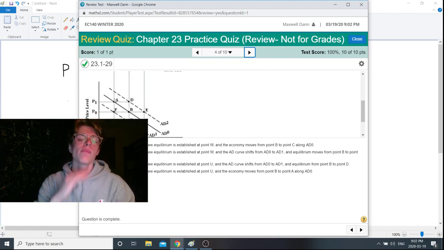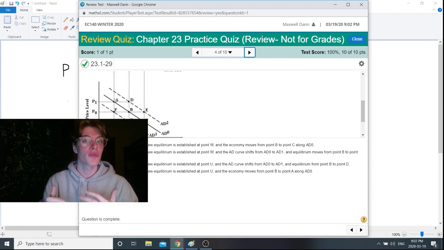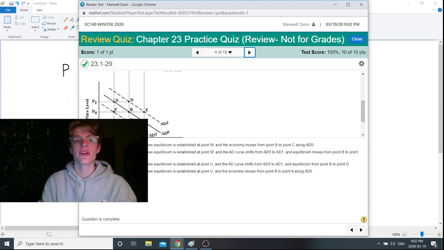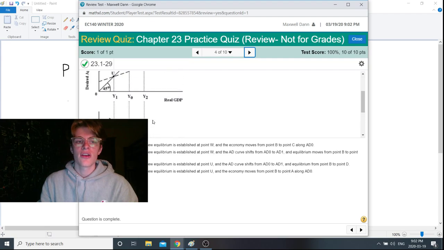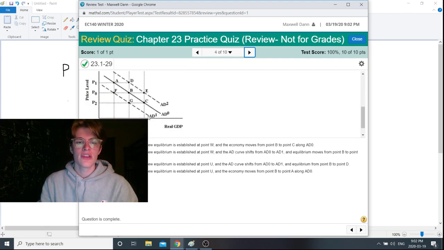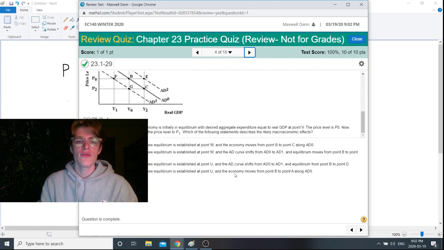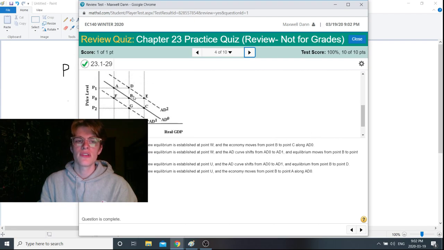Remember, we're not moving our aggregate demand curve because aggregate demand doesn't shift with a change in price level. It's the same for every price level. So we come up here to point A, and that's the final answer. The AE curve shifts to AE1 downwards, a new equilibrium is established at point U. The economy moves from point B to point A along the AD curve.